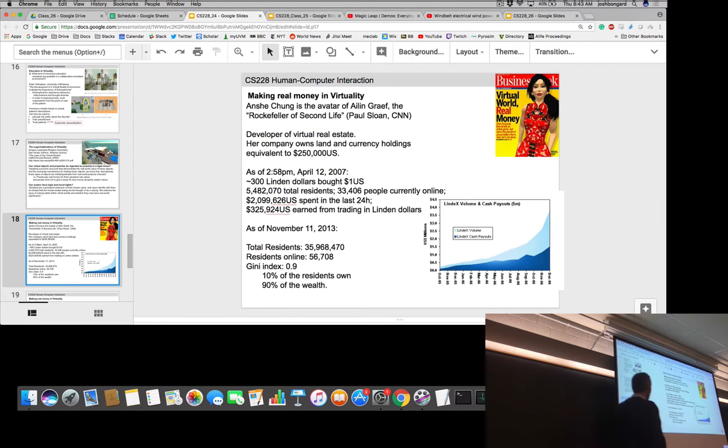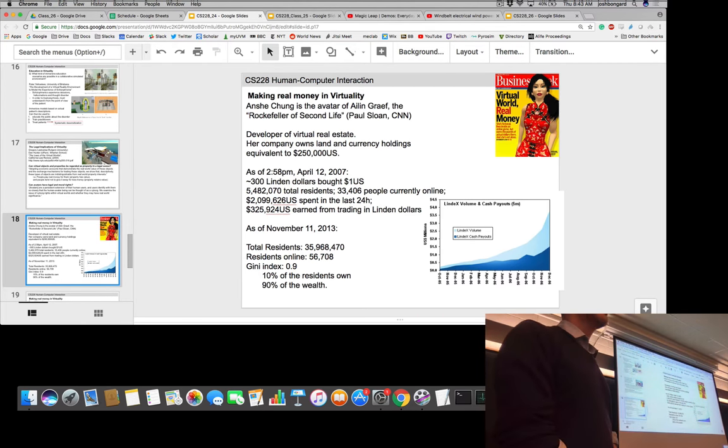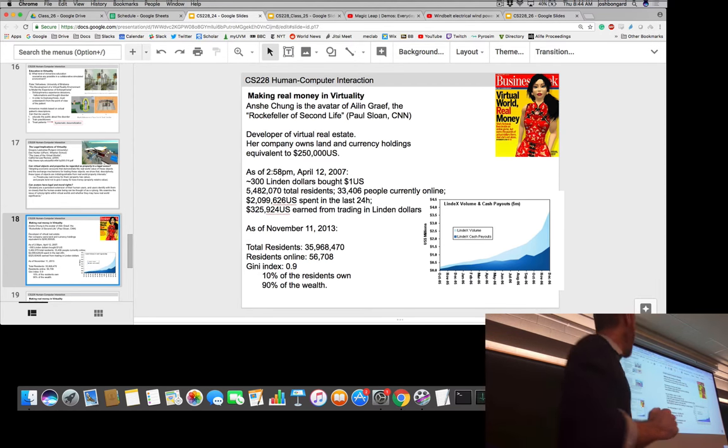A few years back, total residents were 36 million. And interestingly, I was able to find the Gini index for Second Life at that time. If you've ever taken an economics or human development course, the Gini index is a measurement of financial inequality. At this point in time, in the virtual world, they took all the users that existed in that world and they measured the amount of US dollars that each of those users had put into or pulled out of the world. And most of the residents, 90% of the residents together, only accounted for 10% of the total economy of Second Life, where 10% of the residents accounted for the remaining 90%. It's quite a bit of inequality.